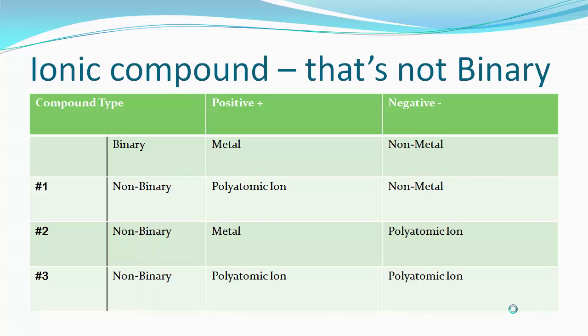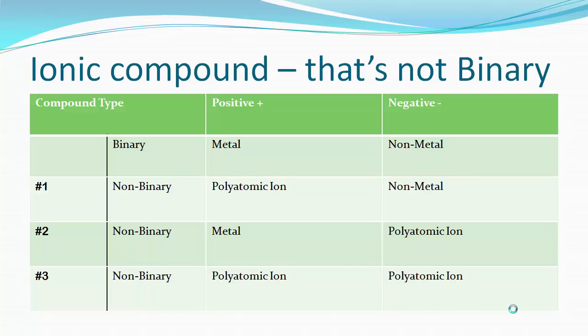Now we have ionic compounds that are sometimes non-binary. What does non-binary mean? That means it has a polyatomic ion, so there are more than 2 elements or atoms involved in this compound. Before, we did binary, which has a positive metal and a negative non-metal, because those are the more likely to lose and win, so to speak, in the tug of war of electrons. Now there are 3 other types which are non-binary, and they all include a polyatomic ion.